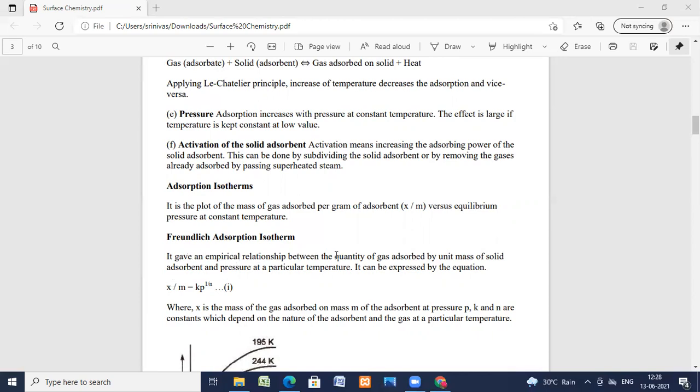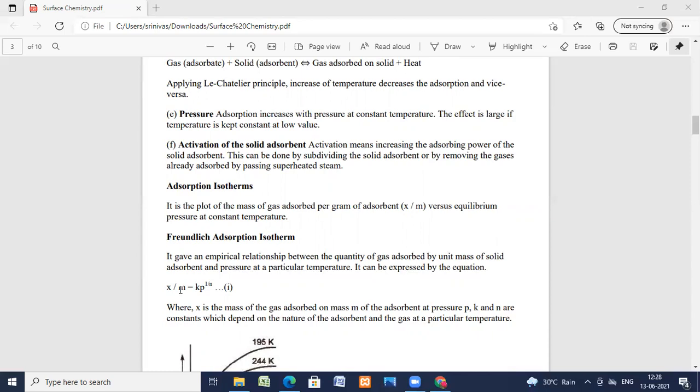The Freundlich isotherm is an empirical relationship between the quantity of the gas adsorbed by unit mass of the solid adsorbent and pressure at a particular temperature. Here it's given by the equation x by m is equal to k p to the power n. x is the weight of the gas adsorbed by m grams of adsorbent at pressure p. x by m represents the amount of gas adsorbed per gram of the adsorbent. k and n are constants at a particular temperature.